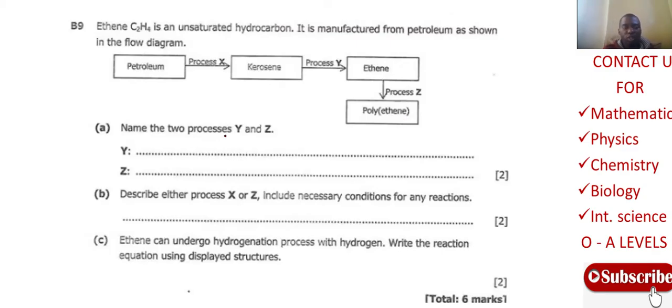So this was what was happening in here. Name the two processes Y and Z. So Y is catalytic cracking, and Z is addition polymerization. The question reads: describe either process X or Z, include necessary conditions for any reactions. If you are describing process X, for instance, you are just going to explain that process X is fractional distillation.